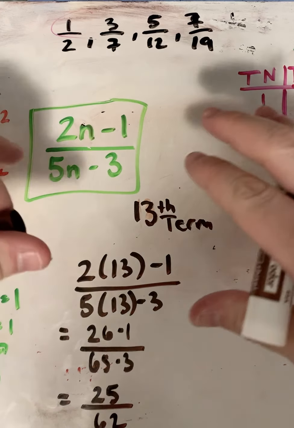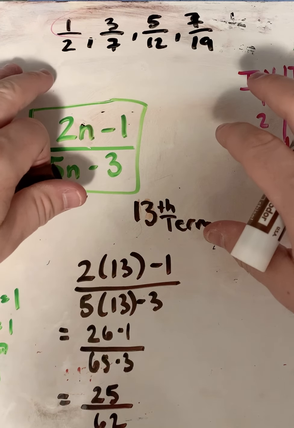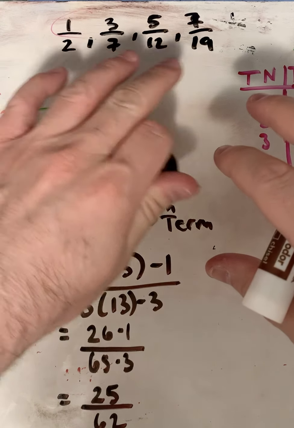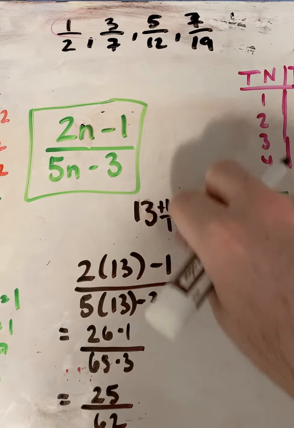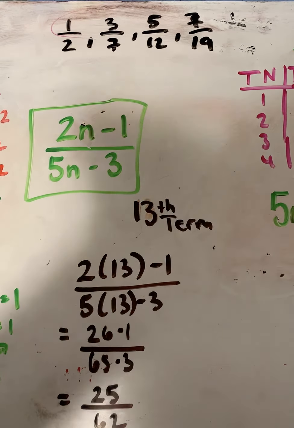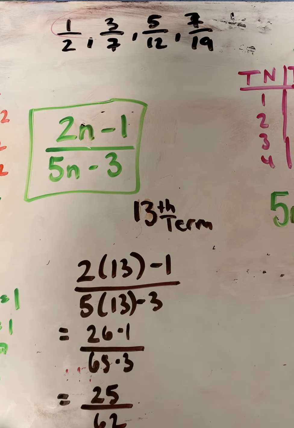The reason that this is a thinking question is most people will attack it by asking, okay, how did I get from 1/2 to 3/7? How did I get from 3/7 to 5/12? You're looking at them individually. So make sure that when you are given that on a show-what-you-know or on any future stuff, you approach it as numerators separately from denominators.